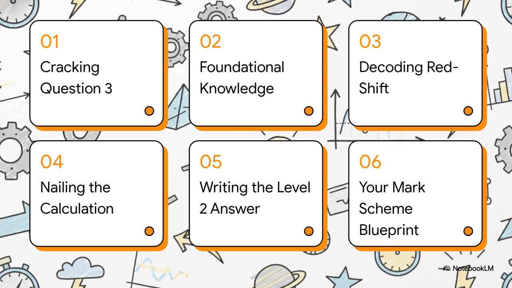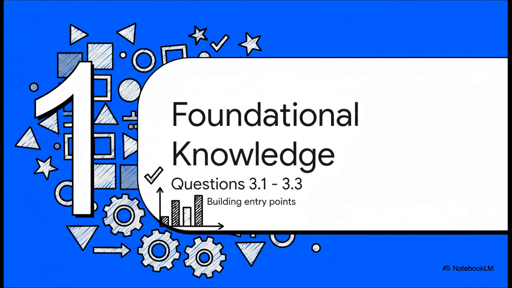So, here's our game plan. We'll start by cracking question 3, grabbing those foundational knowledge marks first. Then we'll get into decoding redshift, nail the big calculation, and finally, I'll show you how to write that perfect level 2 answer. By the end of this, you'll be looking at the mark scheme like it's your personal blueprint for success. All right.